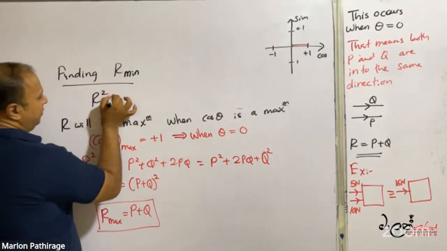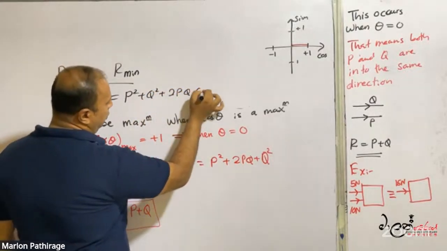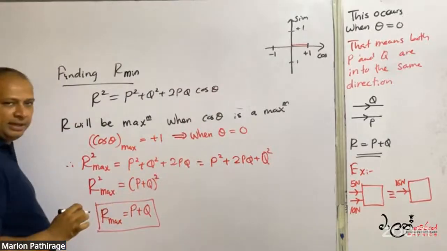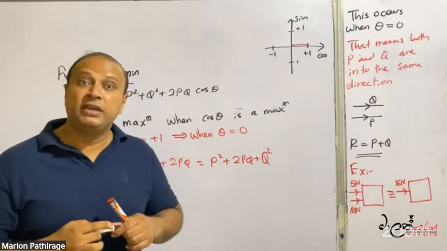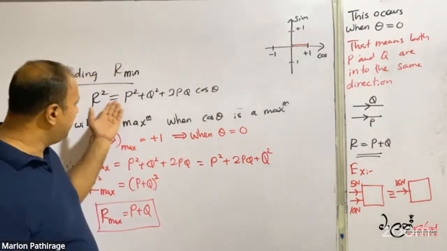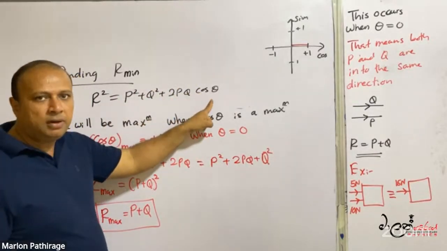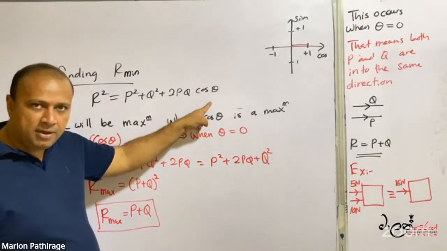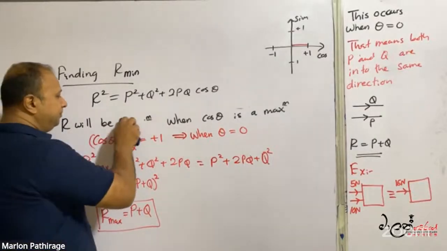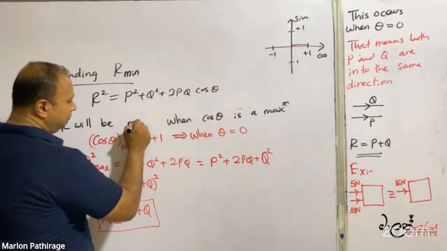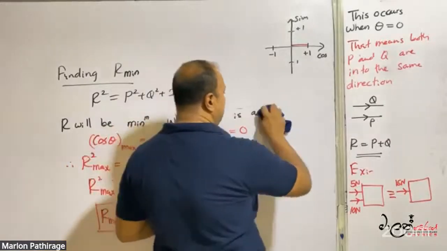R squared is equal P squared plus Q squared plus 2PQ cos theta. Therefore, if P and Q are given, those are constant values put in. Therefore, R depends on cos theta only. Therefore, R will be minimum when cos theta is a minimum.